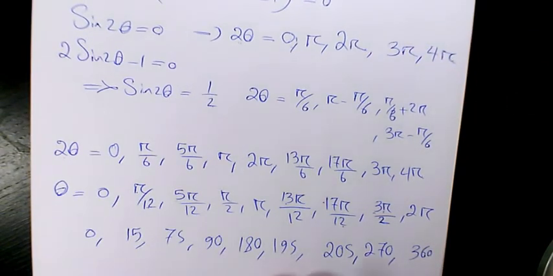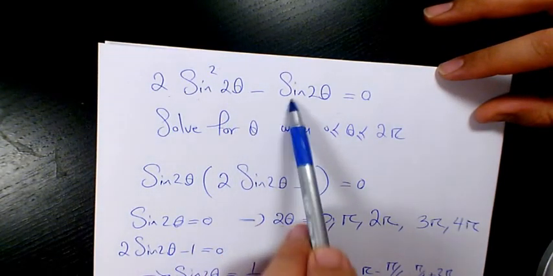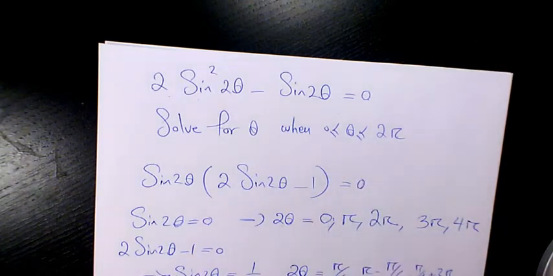So these are the answers, 9 answers to this question: 2 sine squared 2 theta minus sine 2 theta equals 0. And we solved it for theta when it is between 0 and 2 pi.